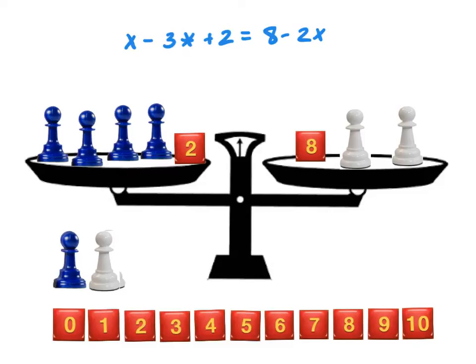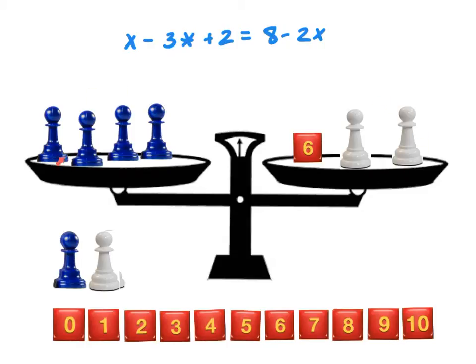Remember that in our previous lesson we said when we have number cubes on both sides, it will be easier if we simplify the number cubes first. So I'm going to remove a 2 from both sides. 8 minus 2 is 6. Now I want to try to get rid of the pawns that are on the same side as the number cube. I want to get rid of these 2 stars.